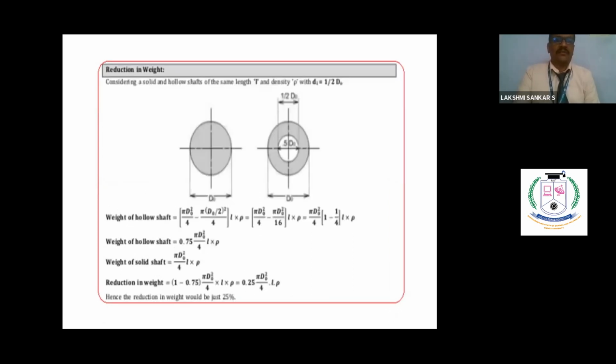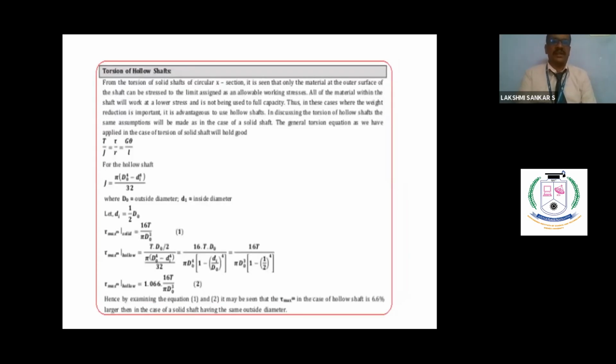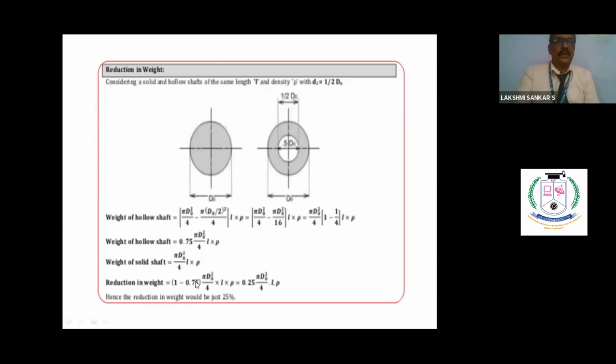Okay, and the reduction of weight, if you see, for example, given a case study. So from the torsion equation, within 1 minute I am completing the lecture. Here the J value is taken, for example, inner dia half of outer dia. Done now. Sorry, I'm coming to the next screen. See the solid shaft weight comparison. For example, 0.75, DI equal to half of DO, if you take and substitute, you will notice 25% of the weight is being saved. Okay, reduction in weight is about 25%. That is what we notice.